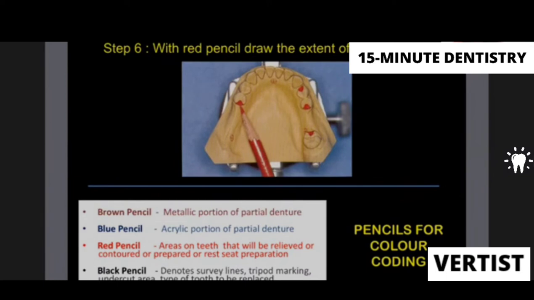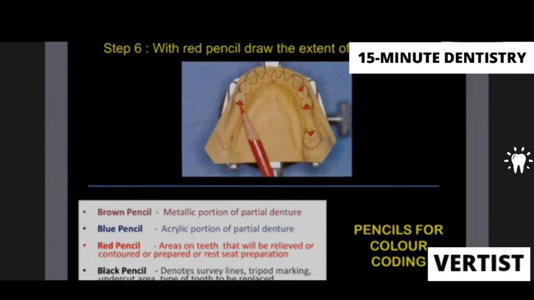The brown pencil has to be used for the metallic portion of all the components. The blue portion is for the acrylic portion, that's your denture base and your teeth. And your black pencil is for all your survey lines. So that's the color code that Stuart gives, and that's what you need to follow when you draw your diagrams.